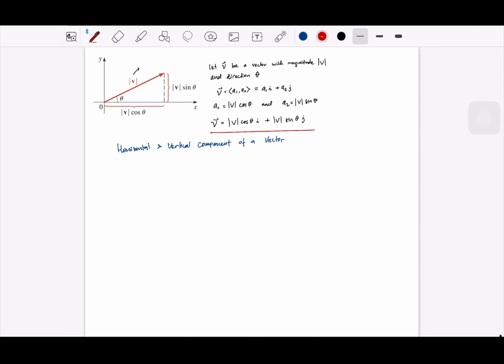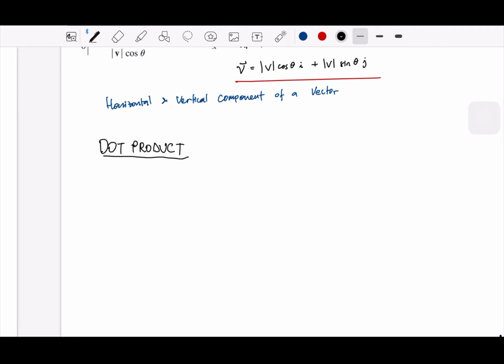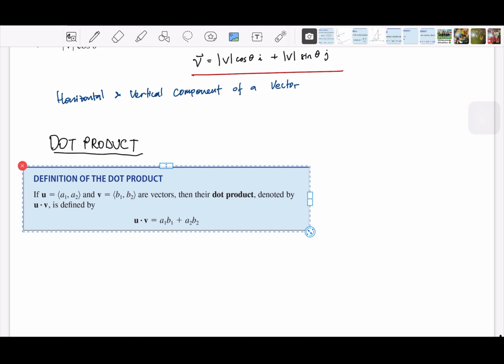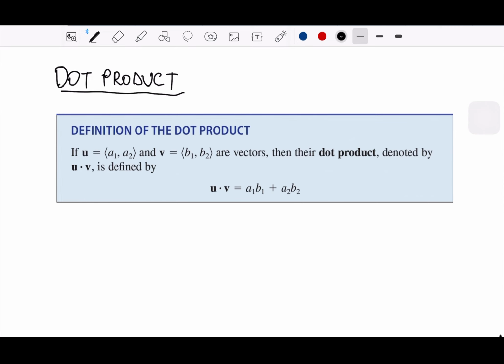Now the next section will be about the dot product. Let me define the precise definition. If we take two vectors u and v, with components a1, a2 and b1, b2, then the dot product u dot v is equal to a1 b1 plus a2 b2. So the result of the dot product is a scalar value. It's not a vector, but rather a scalar. It's a real number, right?